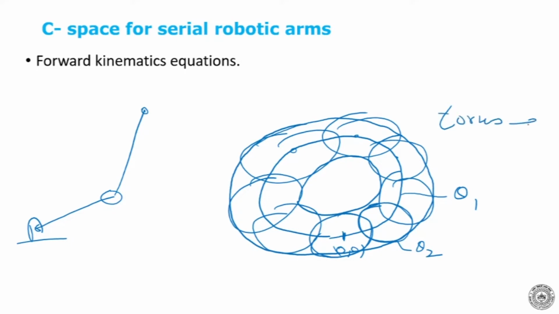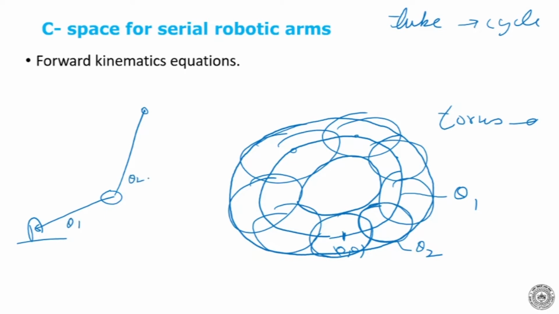Now the torus is something like the tube of a bicycle. You must have seen a bicycle tube. When you inflate it, it forms a torus. A bicycle tube, a motorcycle tube, they're all torus. So this is my theta 1, this is my theta 2.